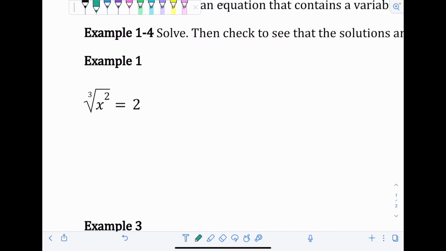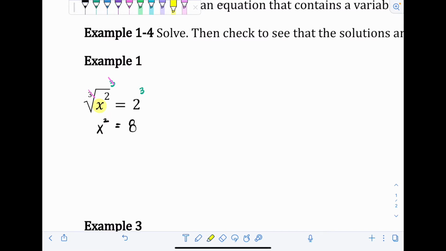So in order to get rid of that radical, and remember when we're solving our goal is to get x completely by itself, I have to undo the things that are being done to x. So if I want to cancel out a third root, I would raise both sides to the third power. And then the third power and the third root undo each other, so I would just be left with x squared. And then that equals 2 to the third power, which means 2 times 2 times 2, so that's 8.